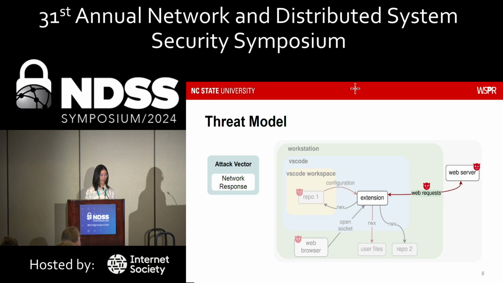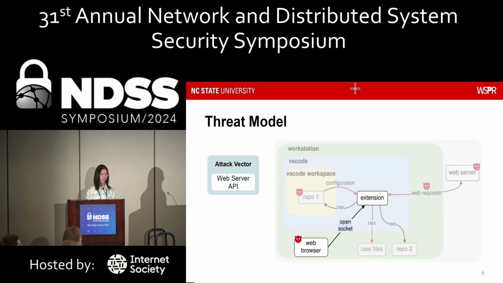And our second attack vector is network responses. As mentioned, the extension can make network requests. So an attacker could host a malicious web server themselves, or they could do an on-path attack. But either way, they're able to inject through the network traffic some kind of malformed data.